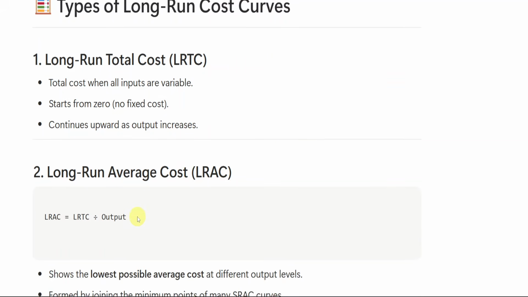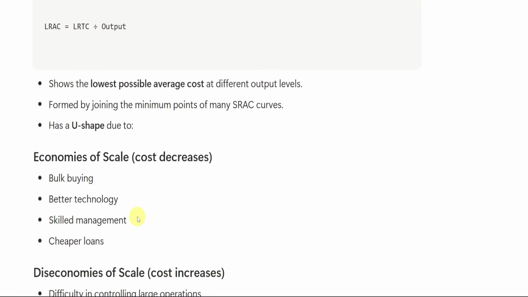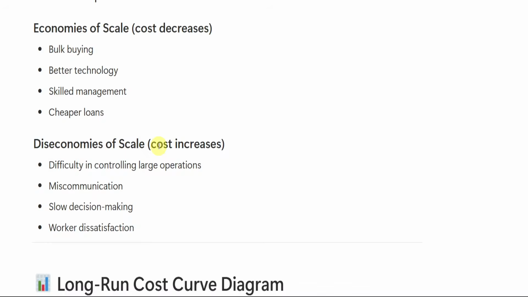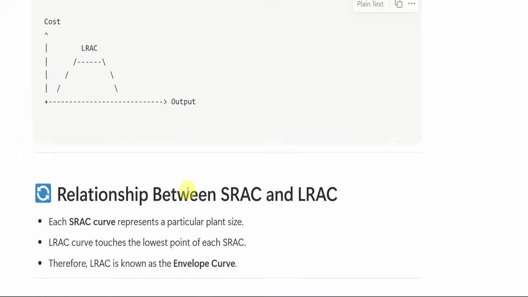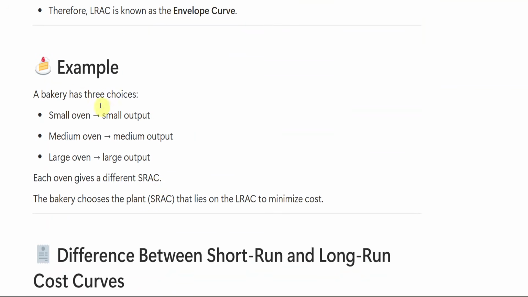Then we have long run average cost, it shows lowest possible cost at different output levels. It is formed by touching the minimum points of several short run curves. So economies of scale and diseconomies of scale, you just have a look. Curve diagram you can see, and relationship between both of them. Example you can see to understand the topic very well.